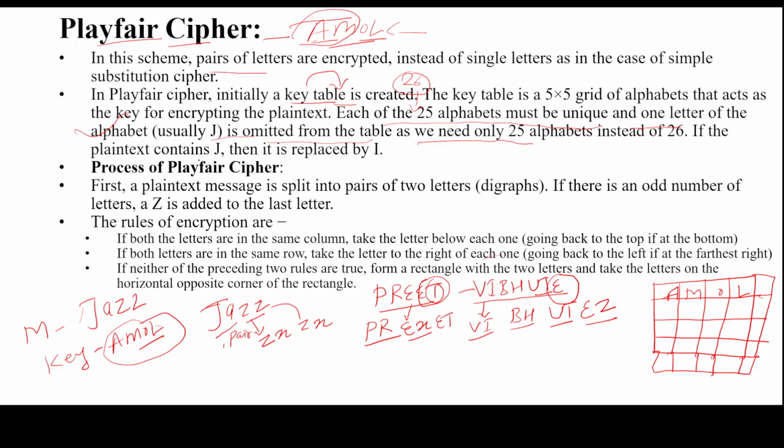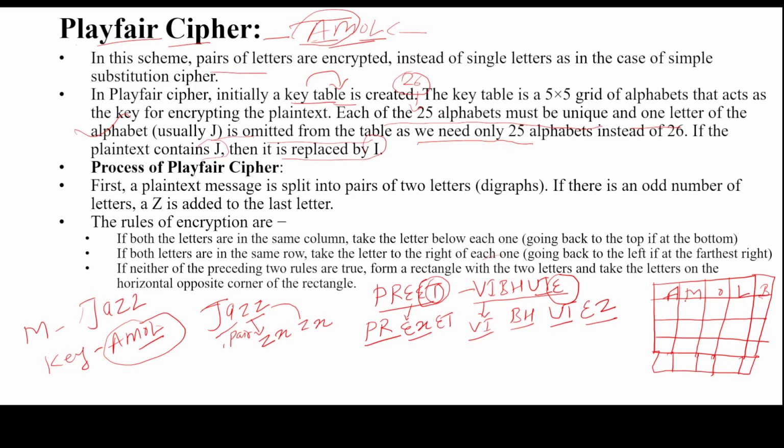Or if the plain text has a J value, then we have to replace J with I. Okay, so that is one of the rules. Or in some cases, you can write I with a J. So here AMOL is our keyword. Fine. Now the remaining alphabets from sequential format we will add here.